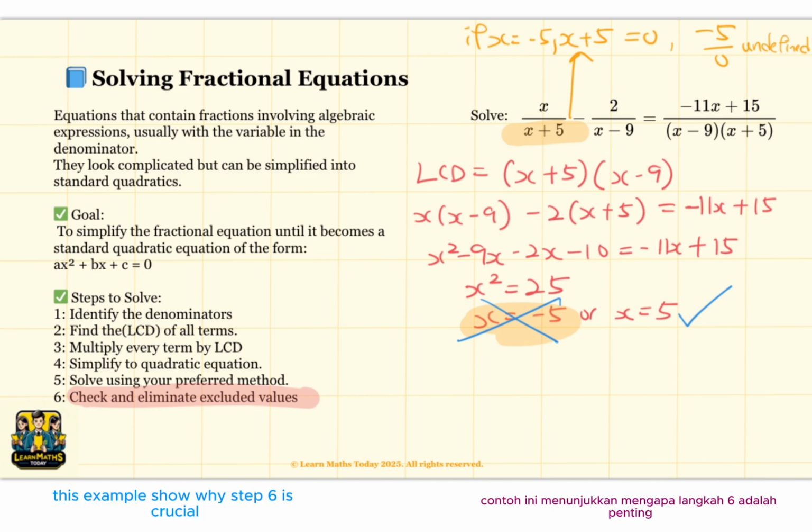This example shows why step 6 is crucial. We find two solutions, but one has to be thrown away because it makes the original equation undefined. The original equation is undefined because you cannot divide by 0. Remember that just because you can solve it doesn't mean all the solutions work in the original equation.